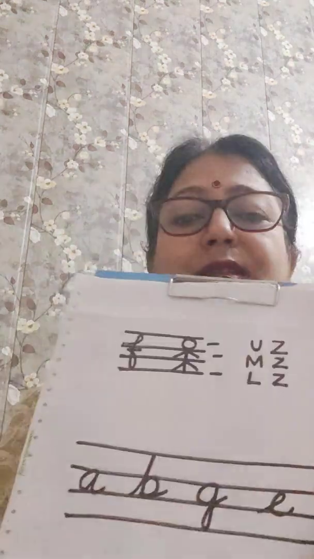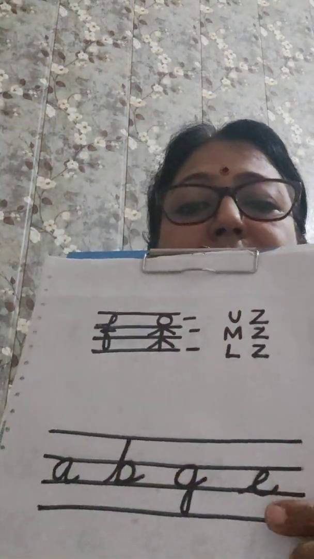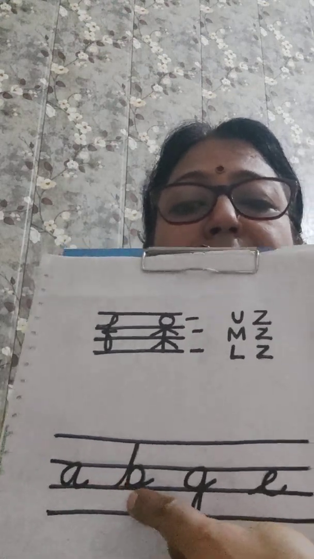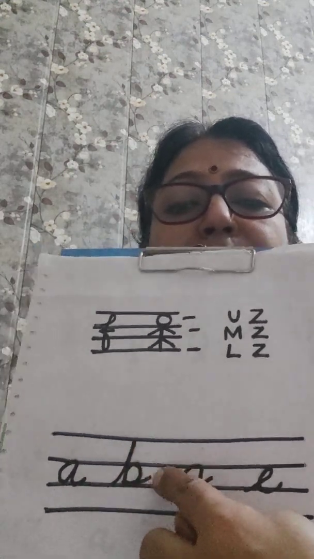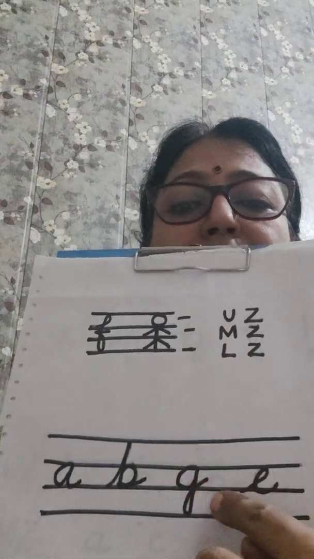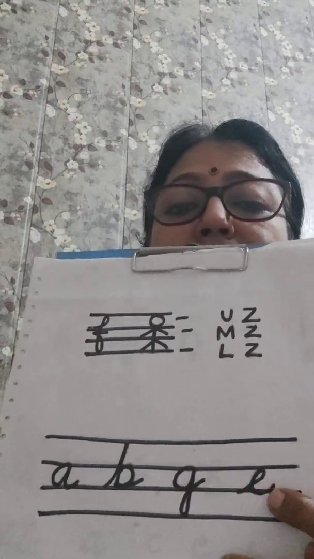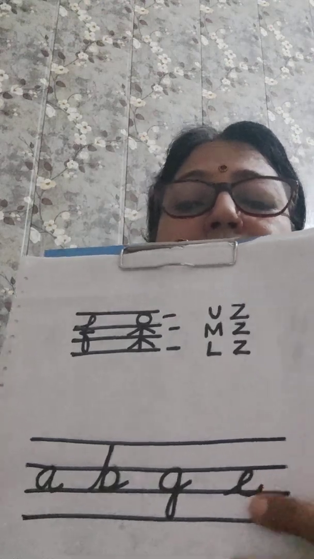You can see this. This is letter A. This is a middle zone letter. This is letter B, upper zone and middle zone both. Letter G, middle zone and lower zone both. And letter E, again it is a middle zone letter. So what does it say about you?